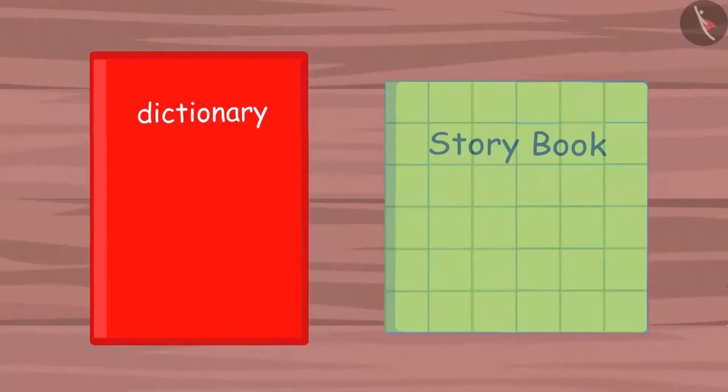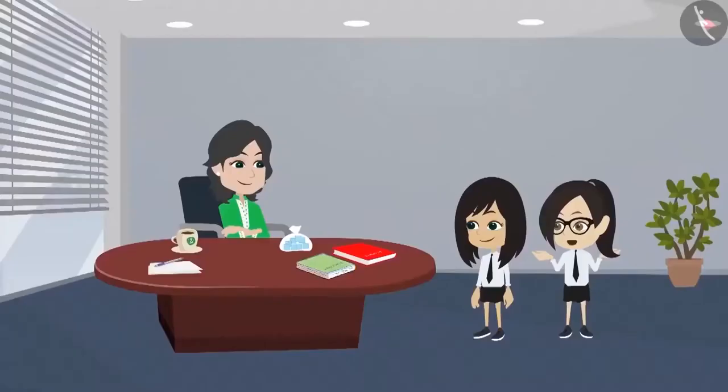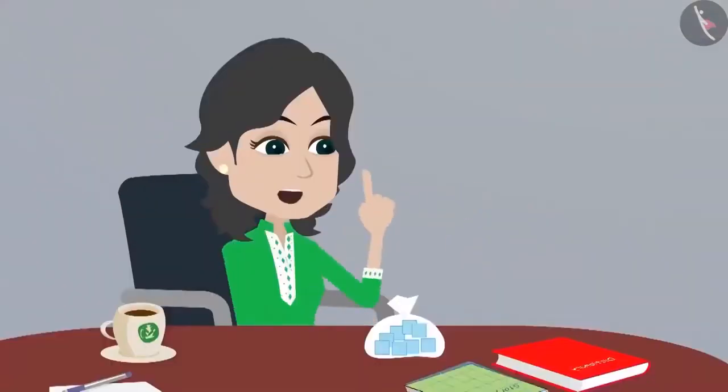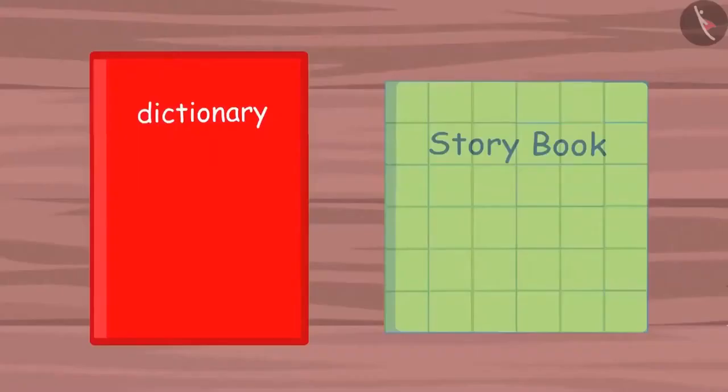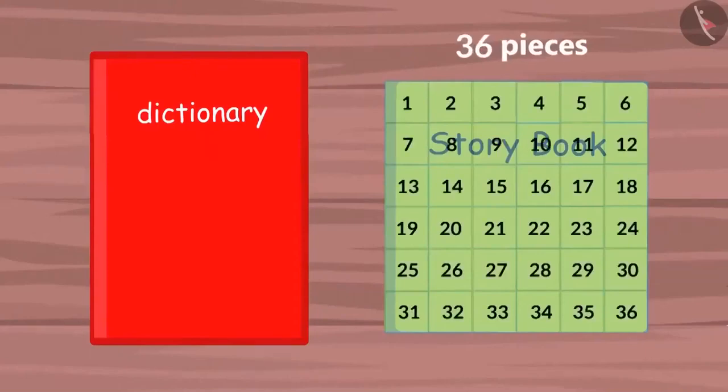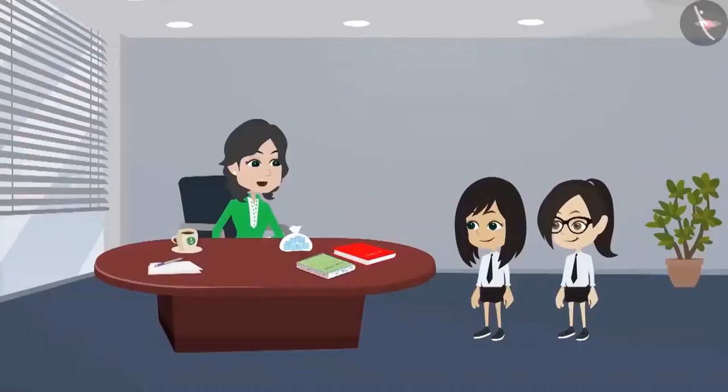Madam, the book is completely covered with square-shaped pieces. But how do we know the measurement? Of course, we know now that we need 36 pieces to cover this book. Now measure the other book in the same way. Then you will know yourself which book is bigger.